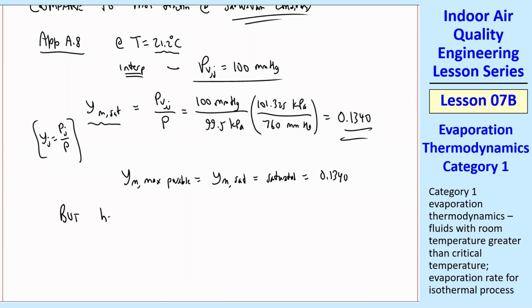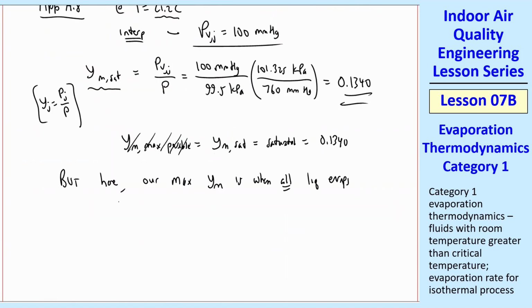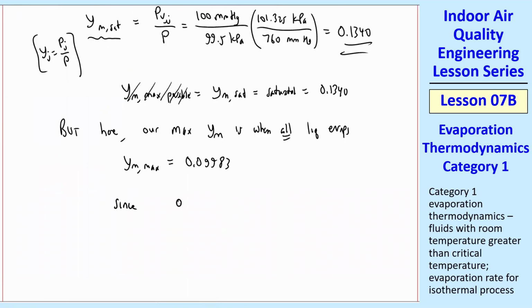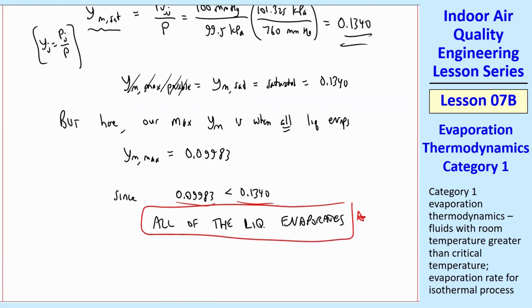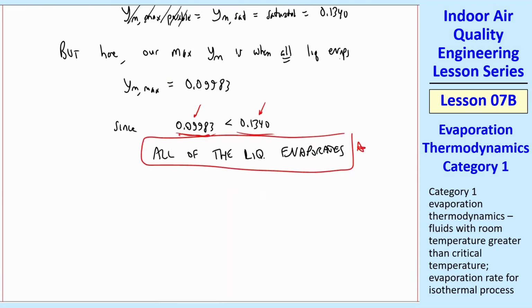So Ym max possible equal Ym sat equal 0.1340. But here, our max Ym is when all the liquid evaporates. That's what I had calculated up here. So we had Ym max for our case was 0.09983. So since 0.09983 is less than 0.1340, we would say that all of the liquid evaporates. If we had enough liquid, we could eventually reach this. But since we don't have enough liquid, we know that it's going to stop evaporating when all the liquid evaporates, and we're only going to get up to here. We can't get any higher because we ran out of liquid. So that's the answer to part C.